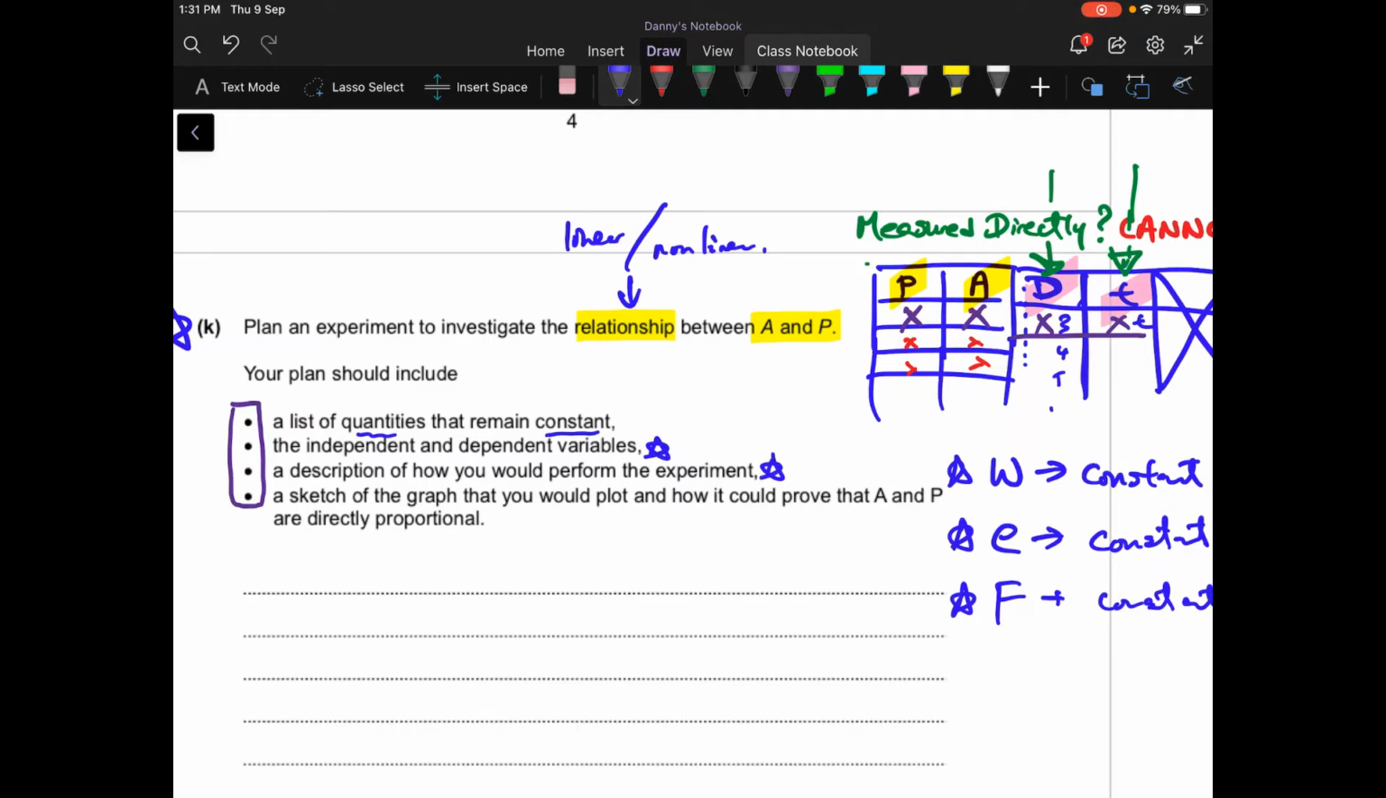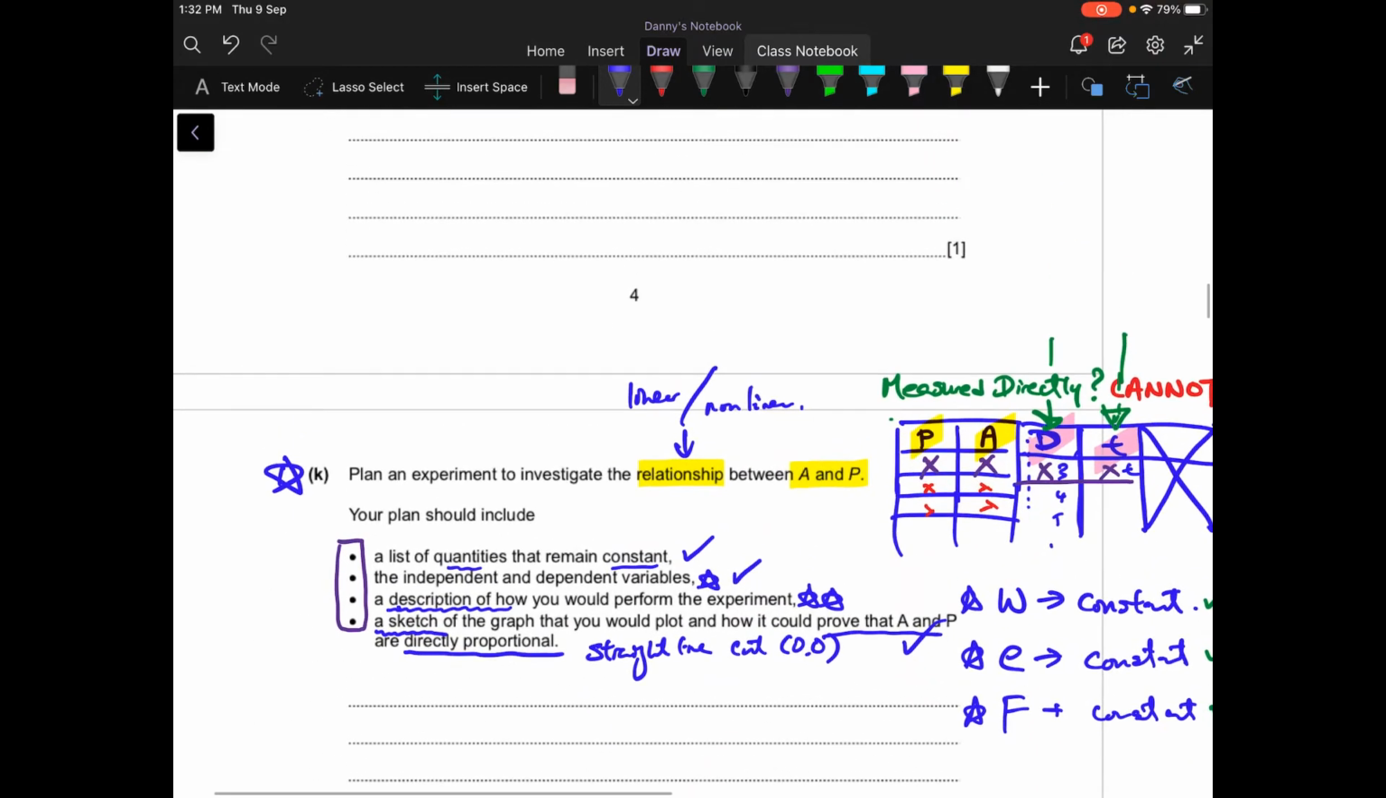I need to have a description. Okay, this one is the hardest to get because the description will occupy a big chunk of my answer. Then after that, I am supposed to give a sketch of a graph to prove that A and P are directly proportional. Directly proportional means that it is a straight line that must cut 0, 0. Basically bullet points 1, 2, and 4 I can confirm get already. So it's already 4 out of 5. Now I just need to pay attention to this description. I haven't started yet. All these are done in my mind.